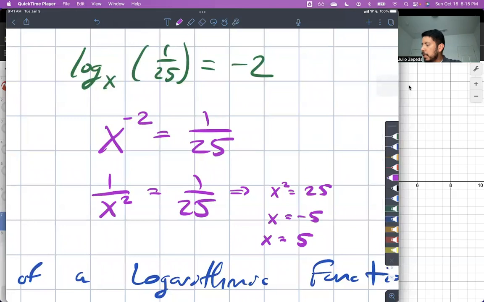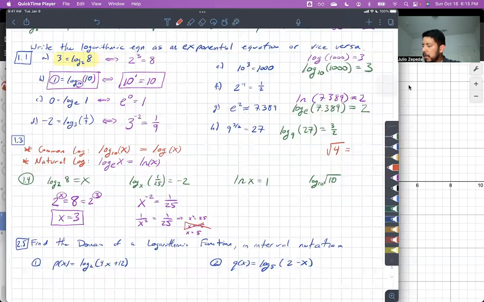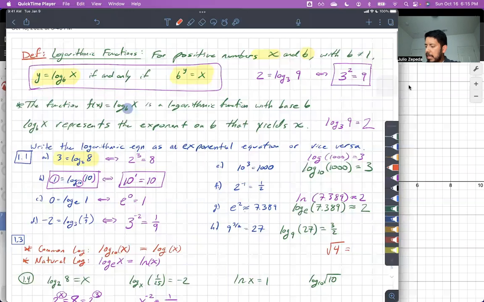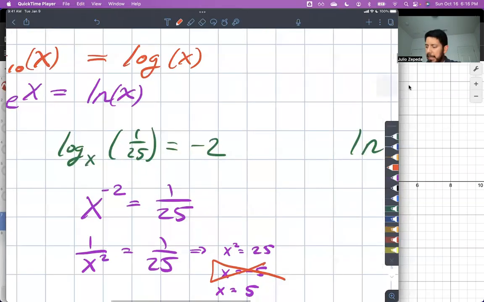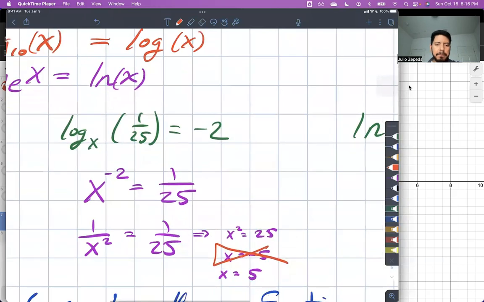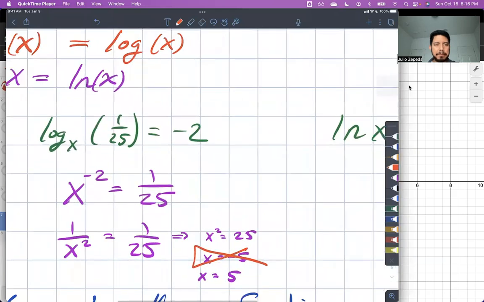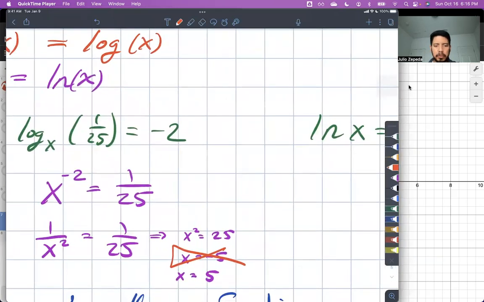But we'll disregard the negative solution, because if you go back to the definition of a logarithm, it said that b, the base of a logarithm, must be a positive number. And so since x right now is in the base of the logarithm, the solution must be positive. A base can't be negative. So then x equals 5 is our solution.